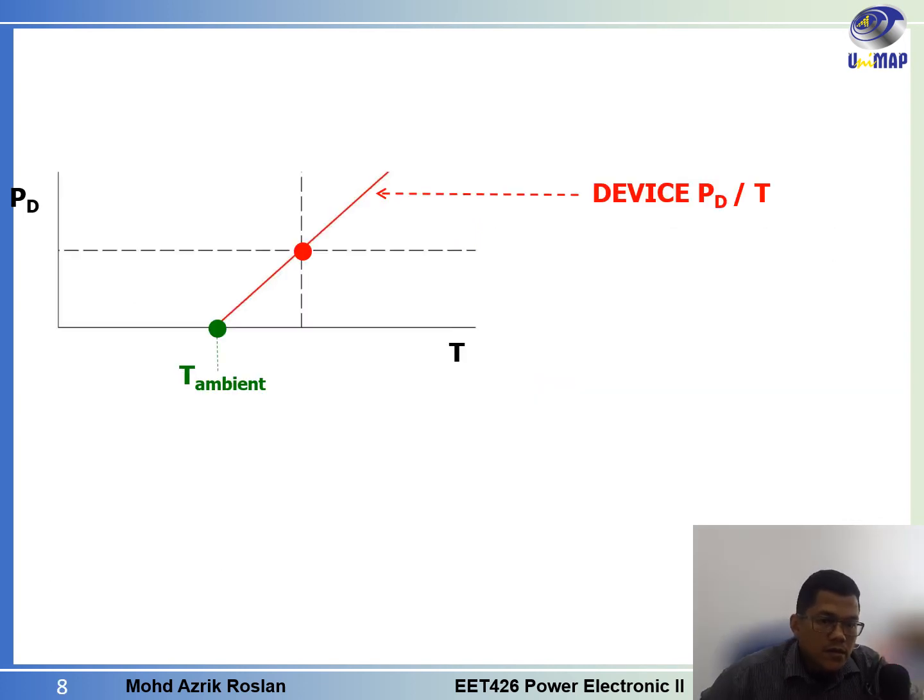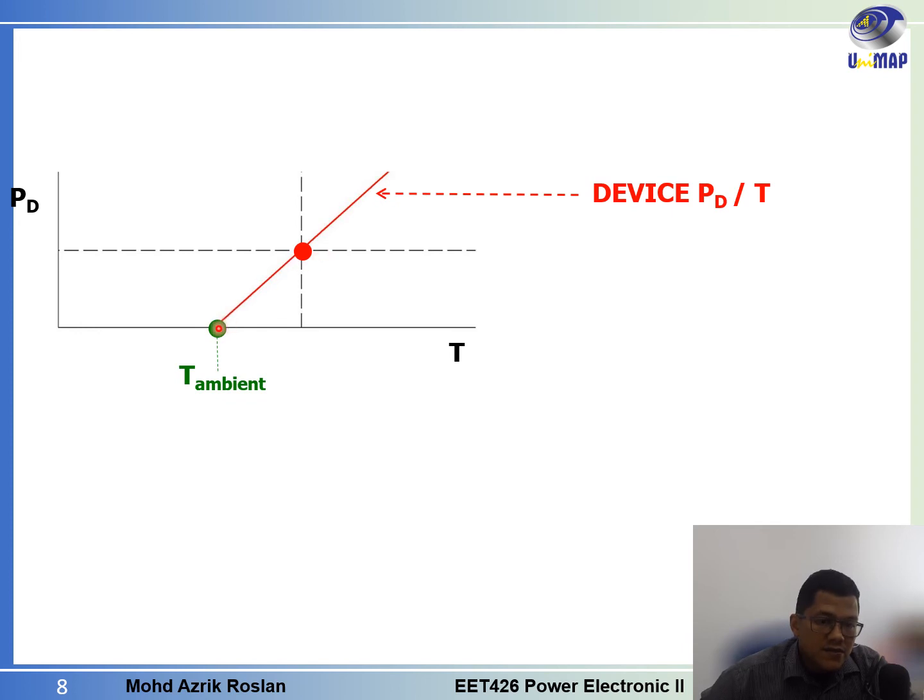Okay, when we are dealing with the device power dissipation and temperature graph, there are two lines we are interested in. The first one is the device power dissipation versus the temperature itself, and the other one is the straight line from the ambient temperature touching the line of the power dissipation versus temperature of the device.